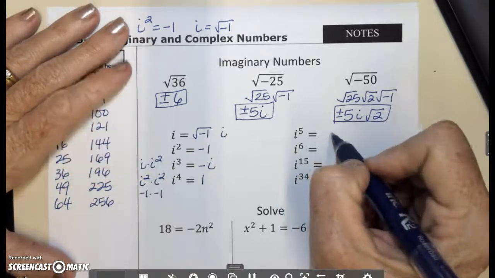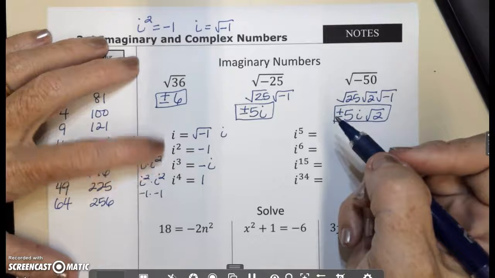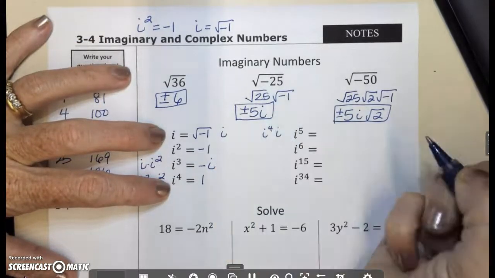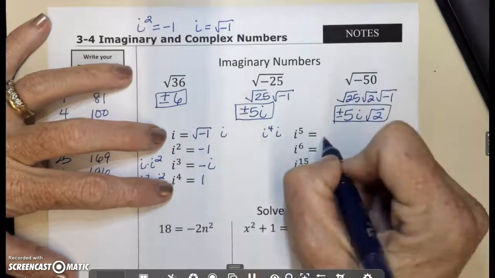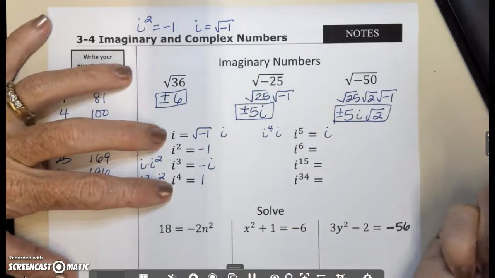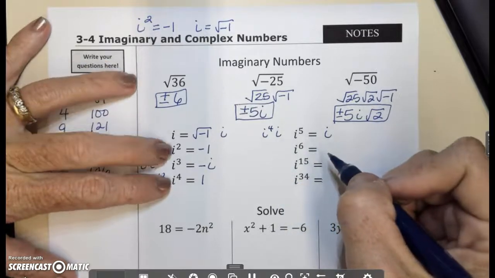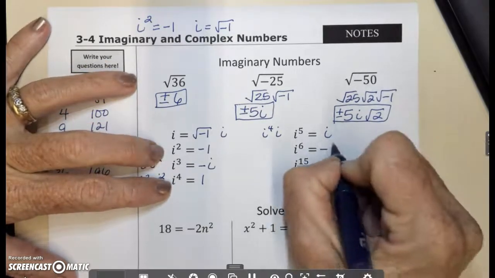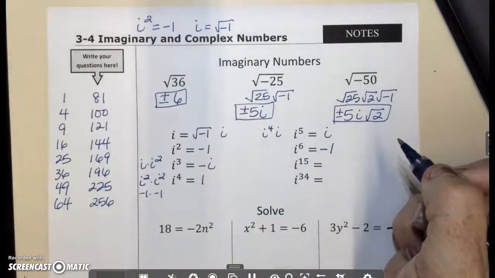So when we go to I to the fifth, we really have I to the fourth times I. So the value for I to the fourth is just 1, and the value for I is just I. So again, we have I. When we have I to the sixth, we have I to the fourth times I squared. So we have 1 times negative 1 gives us negative 1. So what you're going to notice is this pattern is going to start repeating.